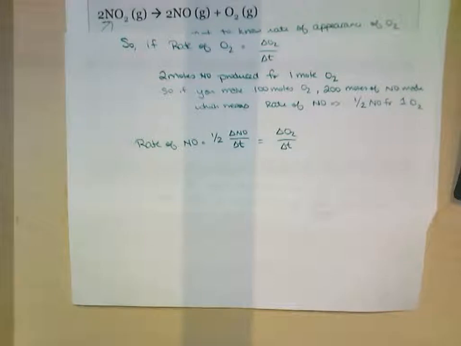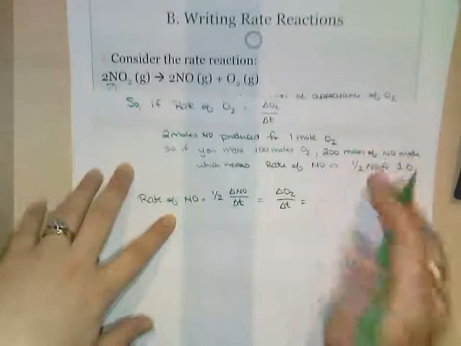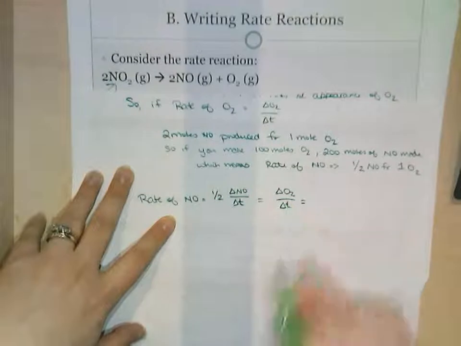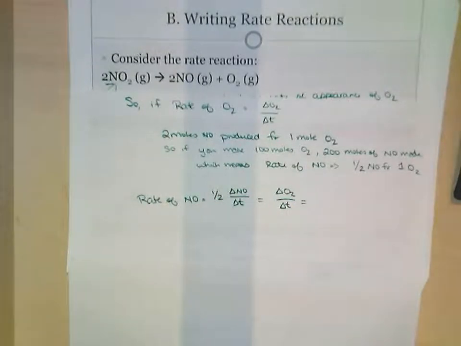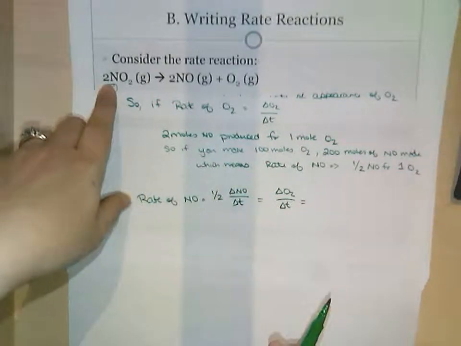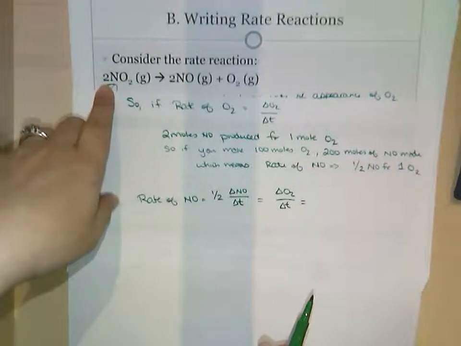So then let's say I want to equal this guy's rate. Will it be as fast as oxygen, or will it be half as fast as oxygen? It has to be half as fast, right? Because it has the same stoichiometric coefficient of 2. So I need to put in half as much for the rates to be equal.